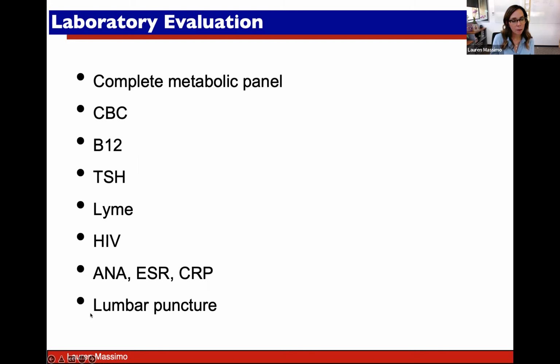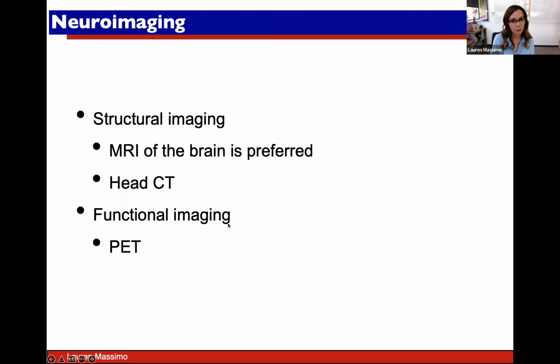And then in some cases, a lumbar puncture can be useful. In terms of the neuroimaging, structural imaging and MRI of the brain is preferred over a head CT, for example. And oftentimes in specialty settings like dementia clinics, will get PET scans. But generally at the primary care level, an MRI of the brain is the preferred imaging modality.